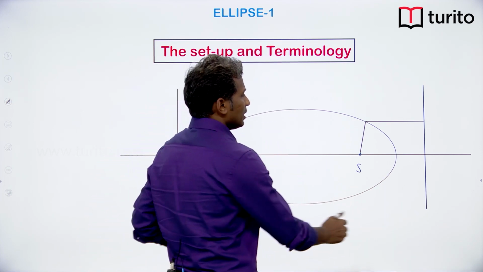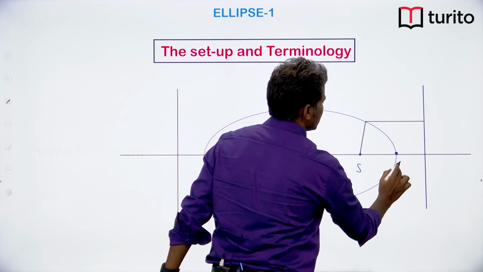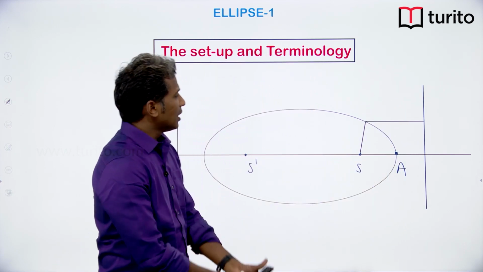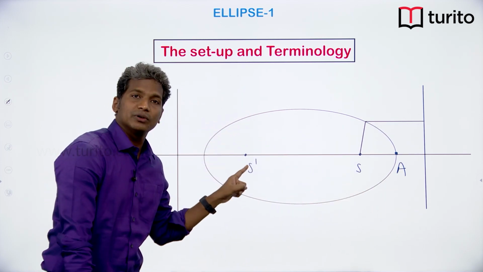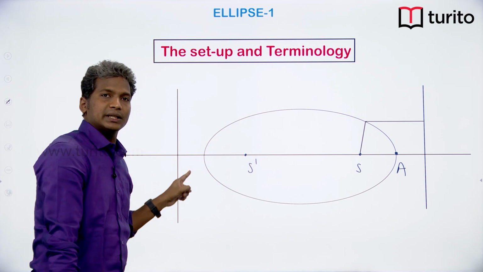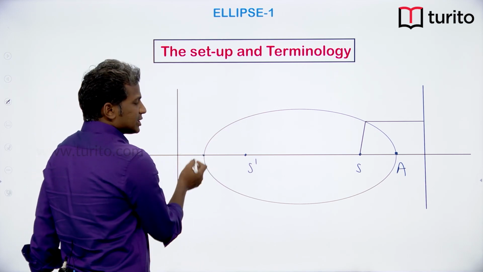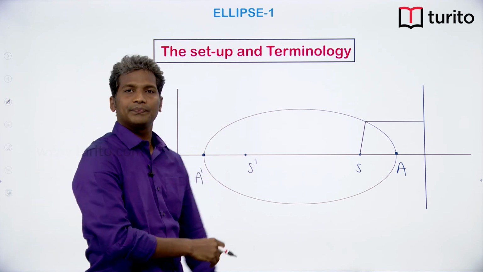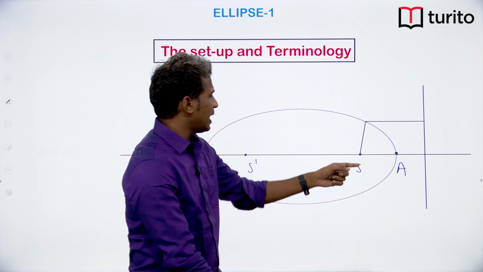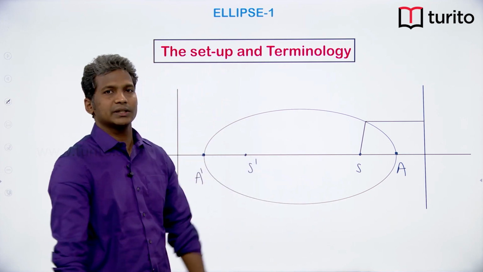Okay. Now, this point which is closest to the directrix is called as the vertex. Now, for this focus, this is the directrix. For this focus, this is the directrix. So, this point which is closest to the second directrix is named as A dash. Okay. Now, A and A dash are the vertices, one vertex, second vertex.